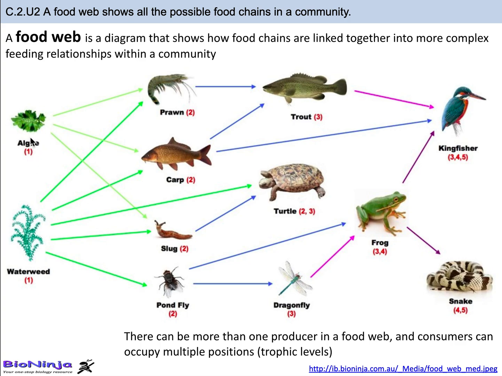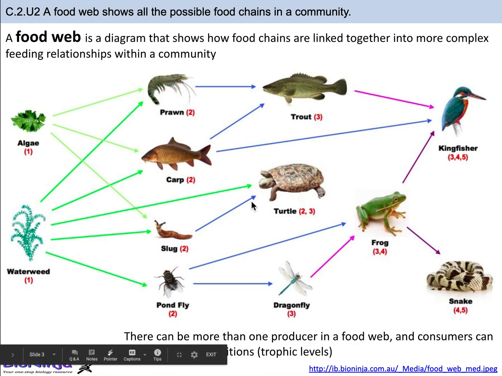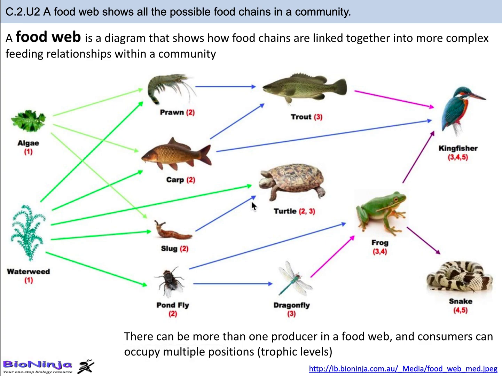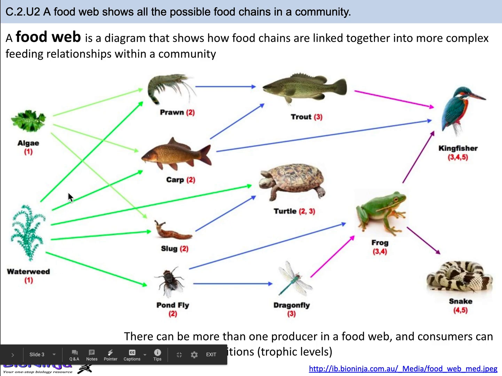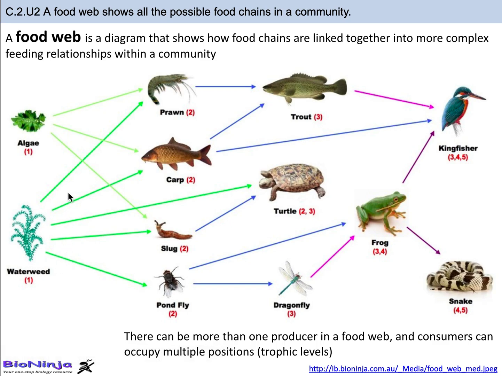Sometimes even producers can be a primary consumer. They might eat other organisms, but they also have photosynthetic abilities, so they can be a producer and a primary consumer. We, for example, could be primary consumers or secondary consumers. So just remember that we can fulfill different levels of a food web, and that there are always going to be more producers than just one in a food web. It's showing multiple food chains connected.